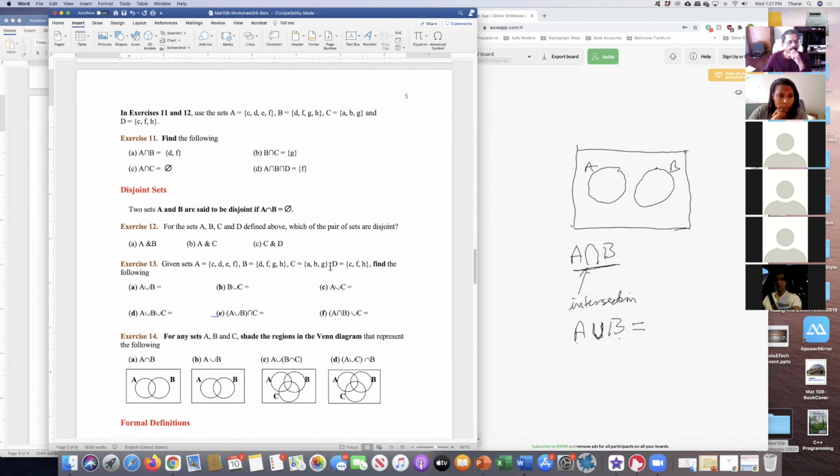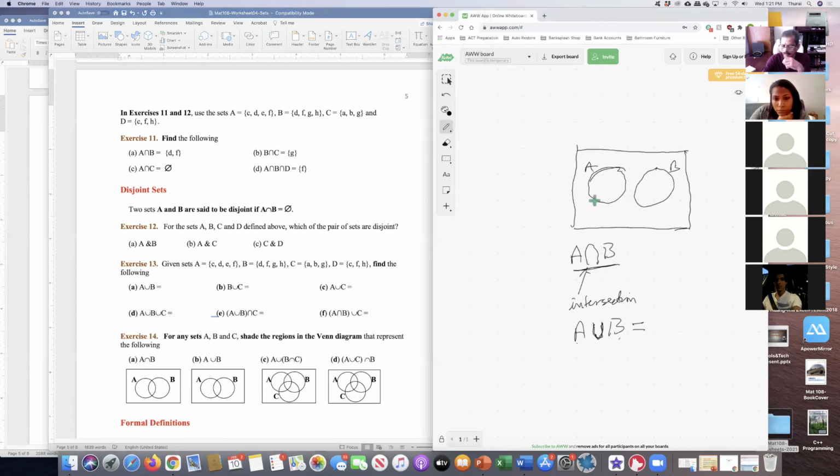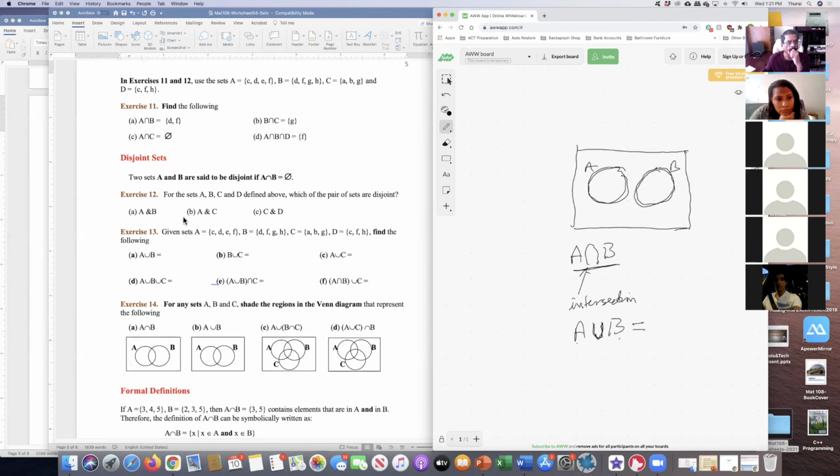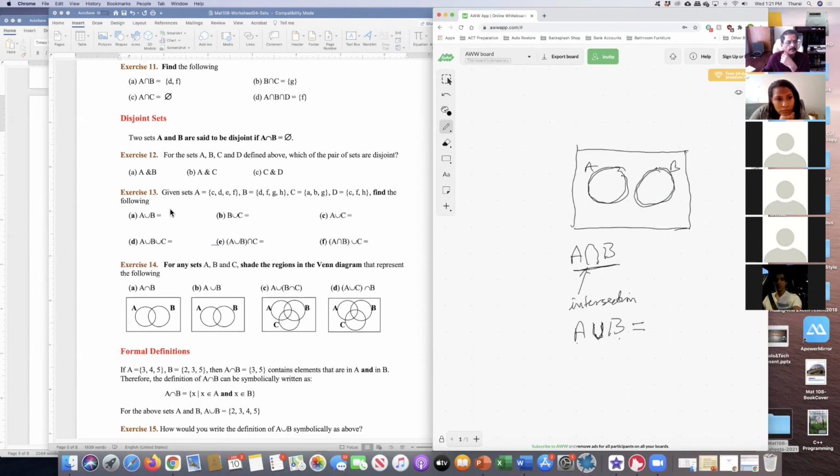All right, disjoint sets. Two sets are said to be disjoint if the intersection is empty. If the intersection is empty, then there is nothing in common, like this one in the picture here. These two sets, A and B here, are disjoint because they have nothing in common. They don't share any element. We don't need to do that exercise, but let's go ahead and do these.